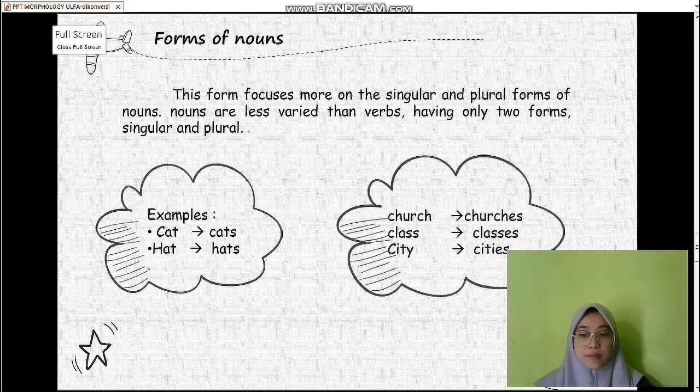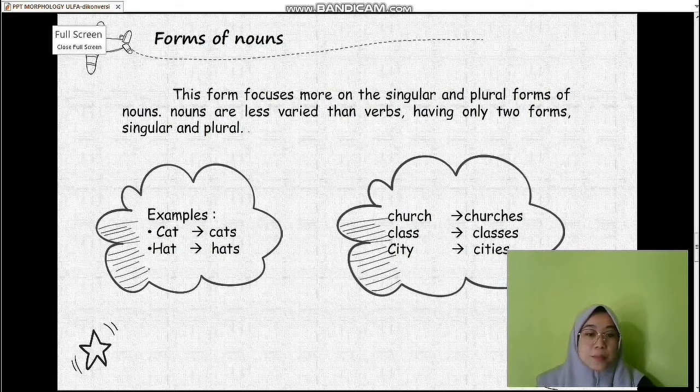Next, form of nouns. This form focuses more on the singular and plural form of nouns. Nouns are less varied than verbs, having only 2 forms, singular and plural. The form of a noun that has contrasting number is usually added with the suffix s or es. In morphology, singular nouns have only 1 morpheme, which is different from plural nouns that have 2 or more morphemes.